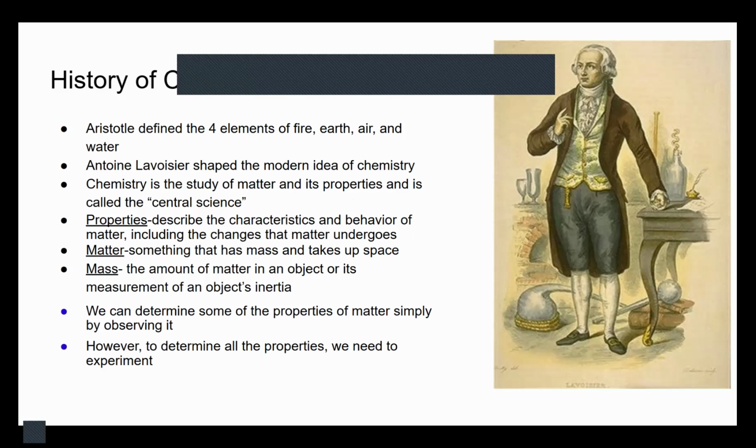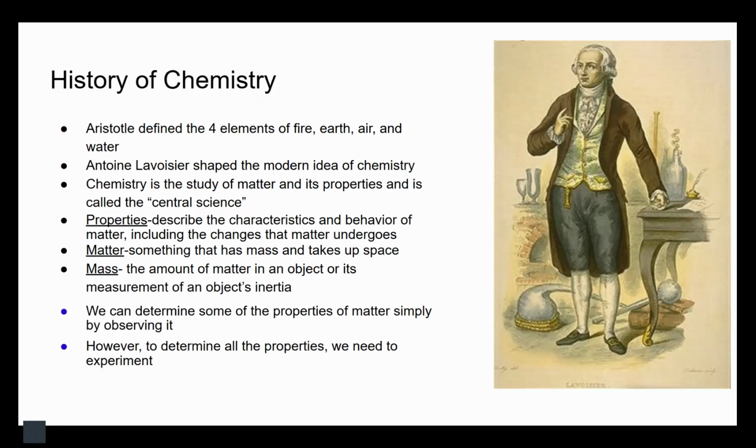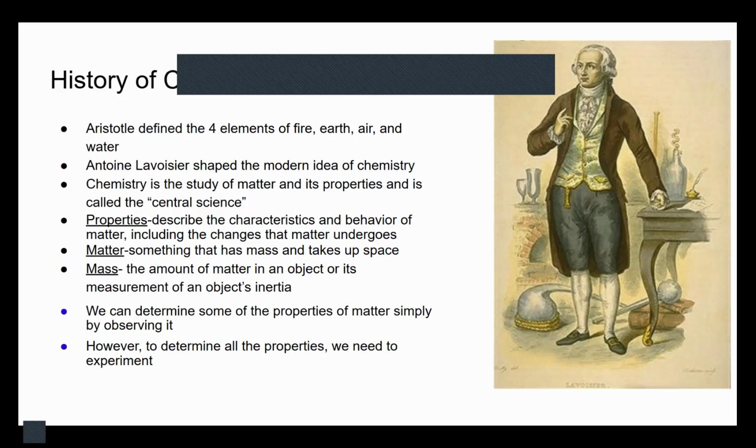Aristotle was a Greek philosopher, and he defined the four elements as fire, earth, air, and water. People accepted this because he was brilliant at the time, and this thought persisted for centuries. Then we have Antoine Lavoisier, centuries later, and he is known as the father of modern chemistry.